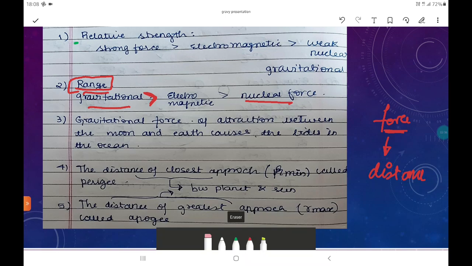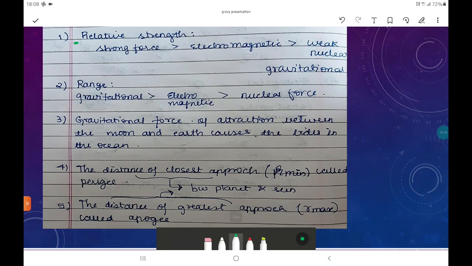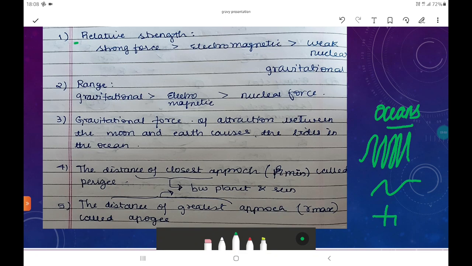These were some important points, which you can see in match the following or other types of objective questions. Next, coming to the third point: if you observe the oceans, especially at night time, the water tides are very high. The reason behind those tides is the gravitational force of attraction between the moon and the earth. So this was your third point.